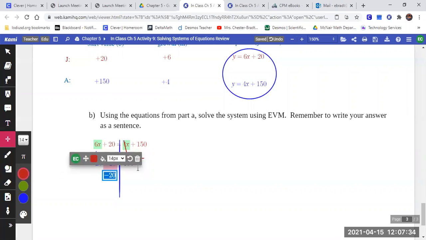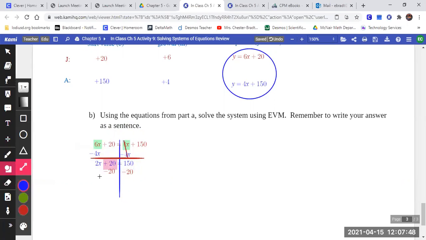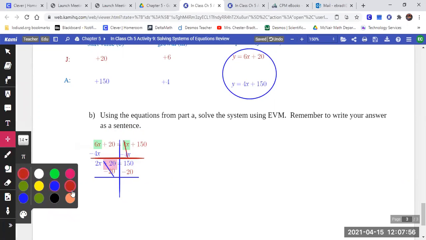Whatever we do on the left, we repeat on the right. Whatever we do on the right, we repeat on the left. Okay? So it doesn't matter which side it's moving from. We just have to make sure we stay in balance. Okay. So 20 take away 20, all gone. Do the math. What's left on the left-hand side then? 2x. And it has to equal, because we're in balance, what's going on the right-hand side? 130.